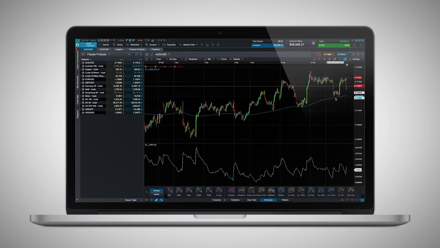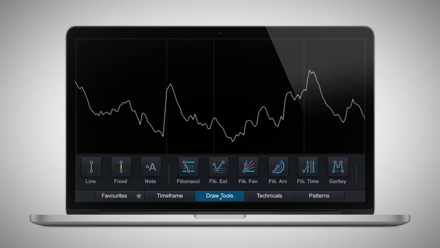To access popular drawing tools like the Fibonacci retracement tool or simple support and resistance lines, you can select Draw Tools next to the Technicals option at the bottom of the chart.